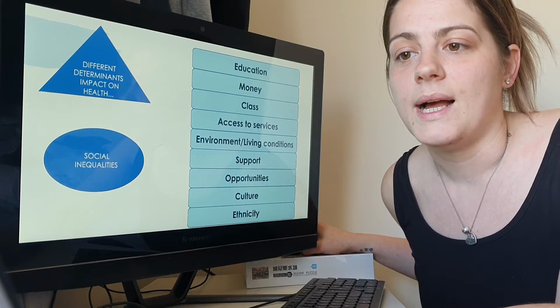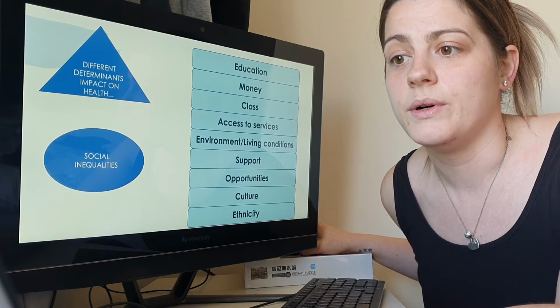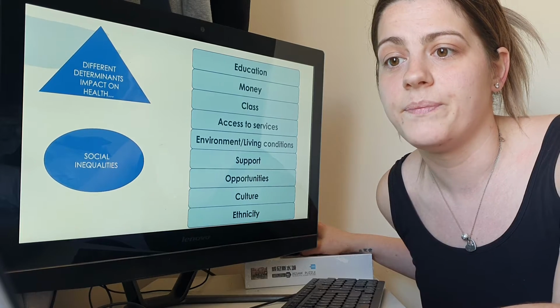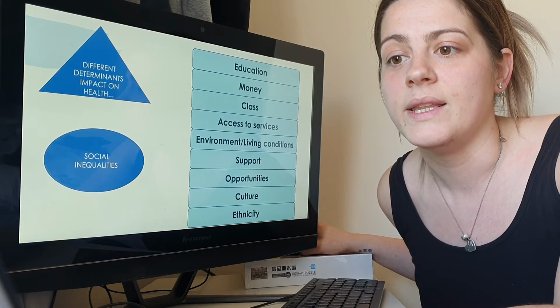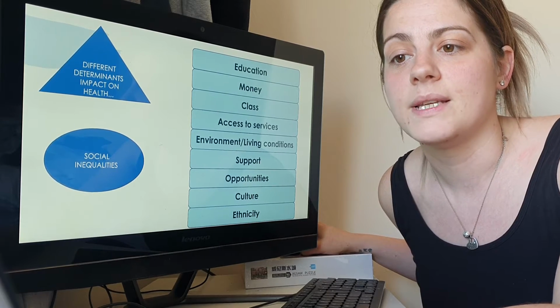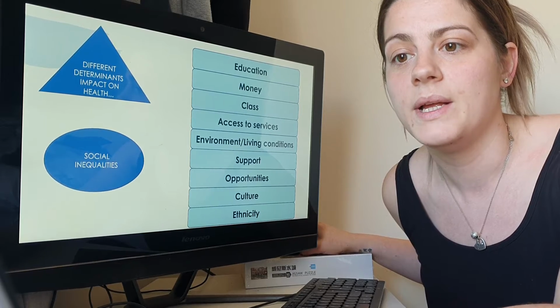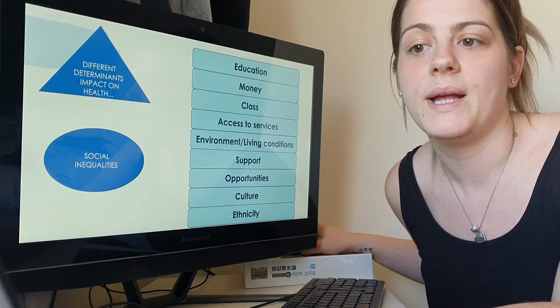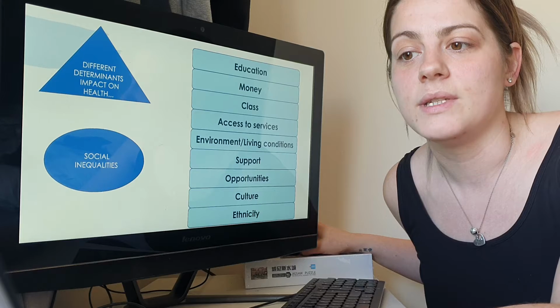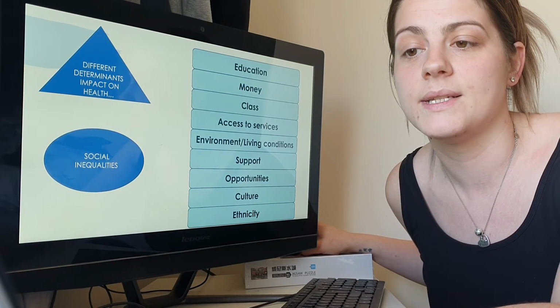Education, money, class, access to services, the environment, living conditions and support, as well as many others, all work hand in hand, and these social inequalities will affect an individual's health differently. For example, someone with a poor or lack of education may go into a poorly paid job, may only be able to afford the bare necessities in life, and be forced to live in poor living conditions, leading to ill health and lower life expectancy.